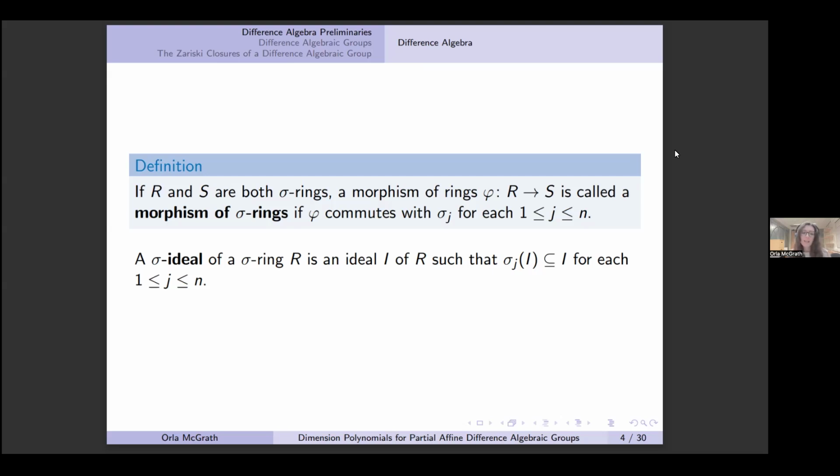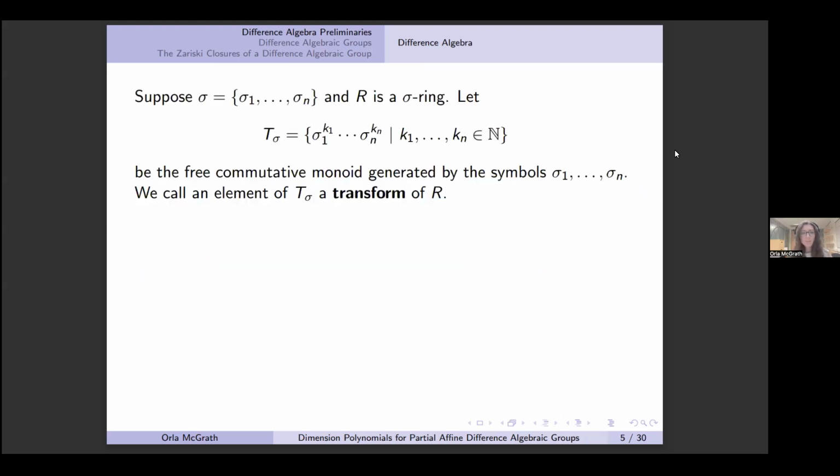In order to do that, we need to consider what is a difference ideal that is generated by some set. We'll introduce some notation to make this a bit clearer. Hopefully you're happy that because our endomorphisms commute with each other, any composition of them can be written like this. We can put them into the nice order. Any element of this set T sigma, we can consider to be an endomorphism of our difference ring R. We call these elements transforms of the ring. So we have our basic endomorphisms, and then we have our transforms, which are compositions of those.